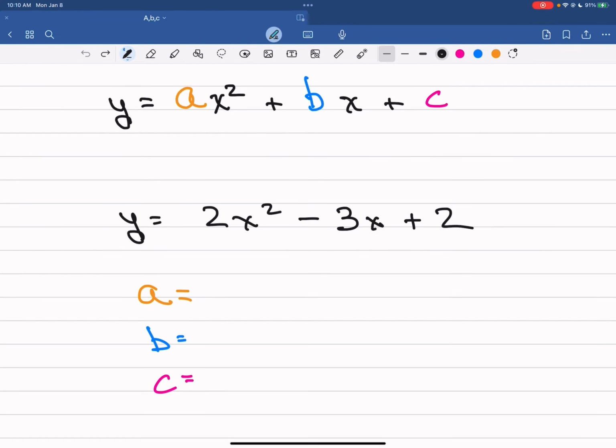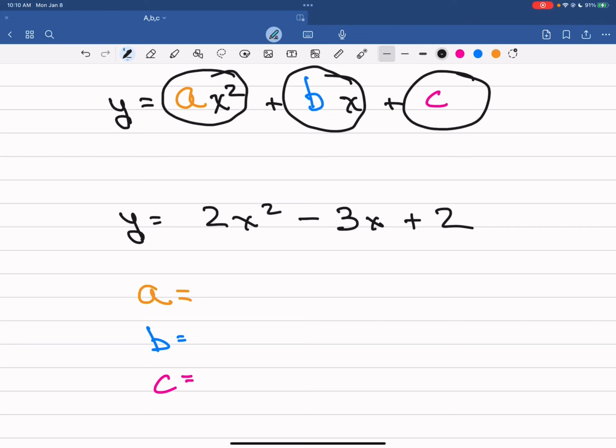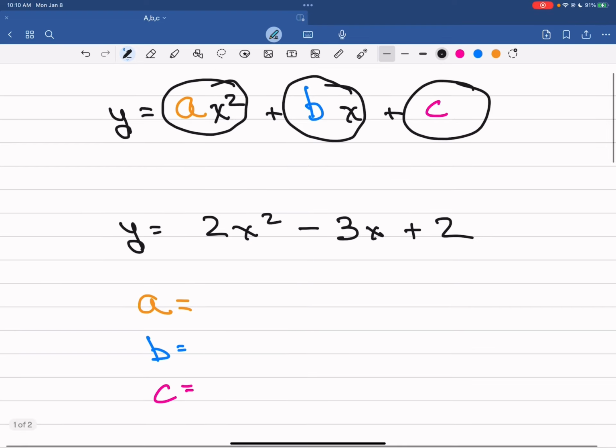So your a value is going to be the coefficient of your x squared term. Your b value is going to be the coefficient of your x, and your c value is going to be your constant. It's not going to have an x with it. This first example is pretty straightforward.